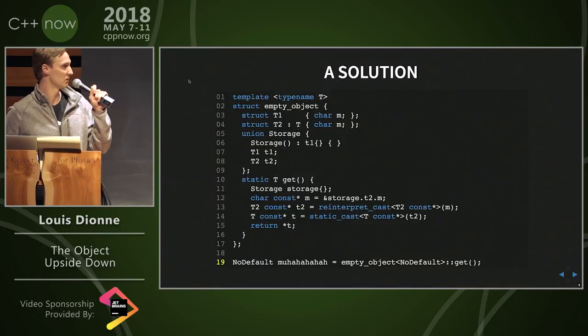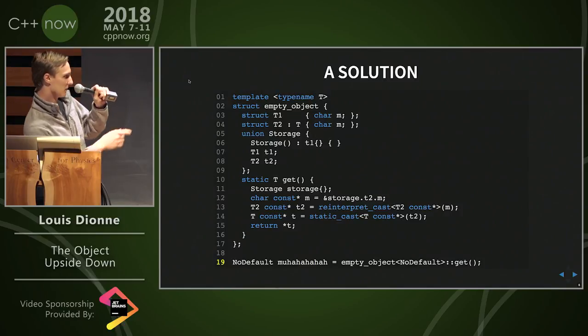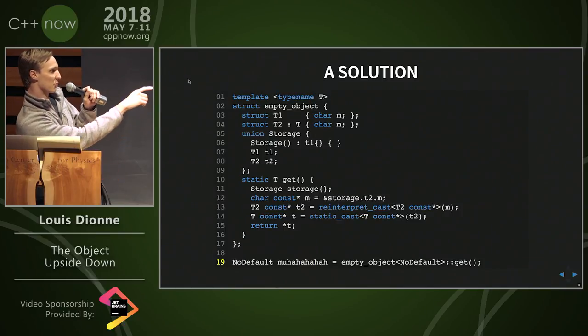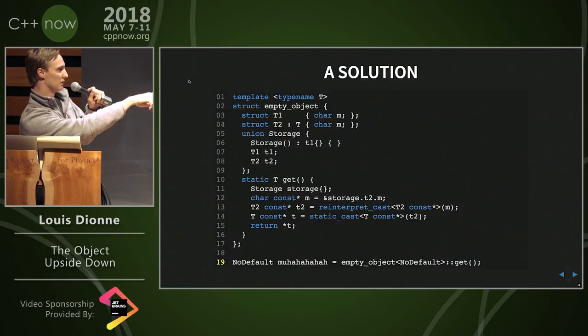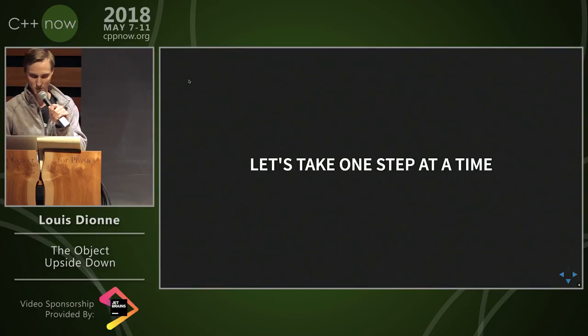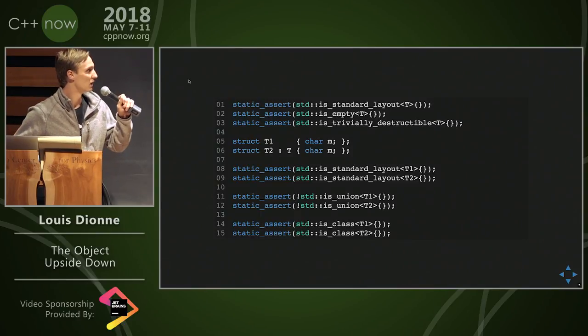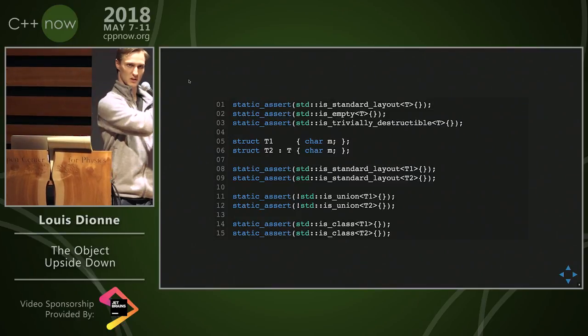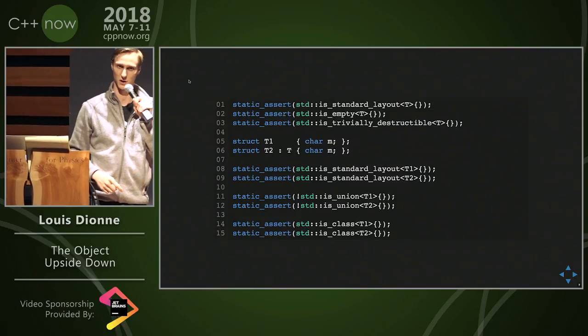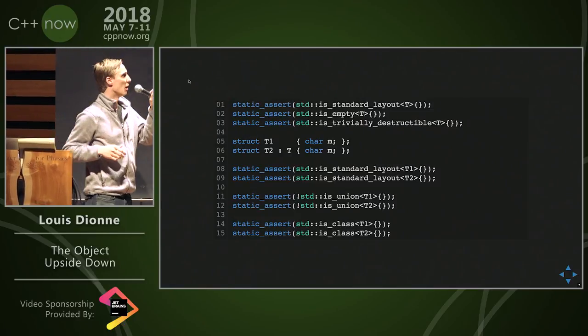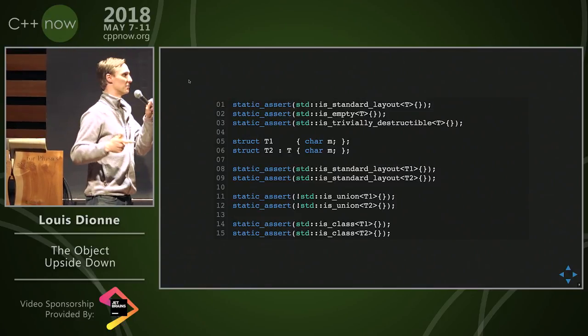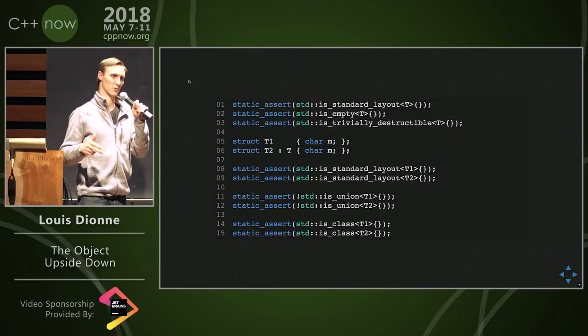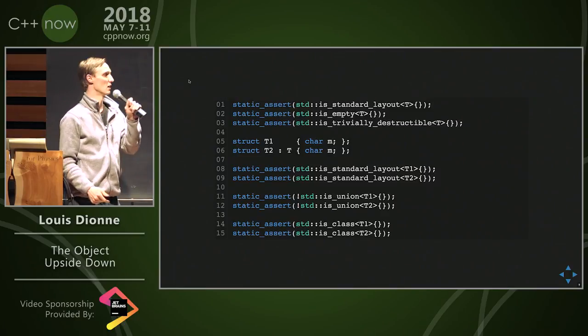So here's the solution, and just focus on line 19 here. I'm going to say empty object, no default, get, and so on. Let's take a look at this. First, we make sure that the type T, the thing that we can't default construct, like a lambda or whatever it is, is standard layout, it's empty, and it's trivially destructible. That's necessary for all the nasty tricks we're going to do after it to work.